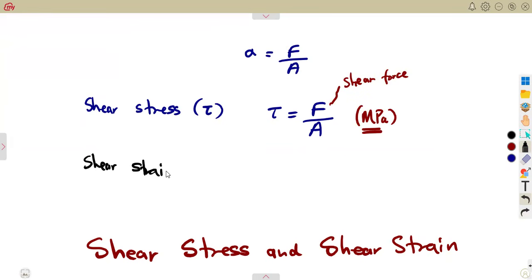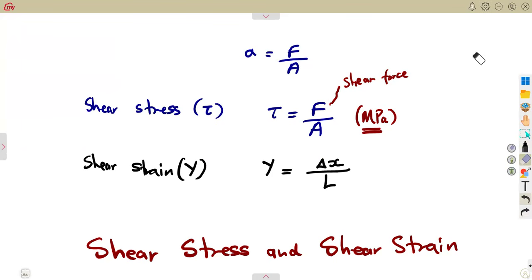The same thing with the shear strain. How were you calculating the strain before? The shear strain can be represented by the symbol gamma. Remember, you were calculating this using epsilon, which is given as change in length over the original length. Nothing has changed. It is still the same thing. So the shear strain is going to be the change in length over what? Original length.